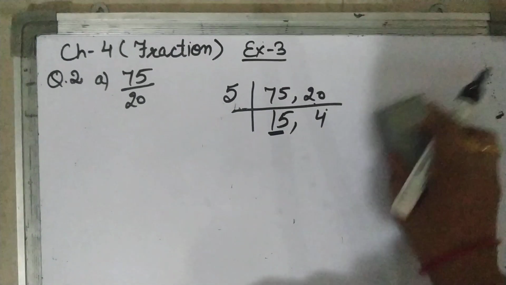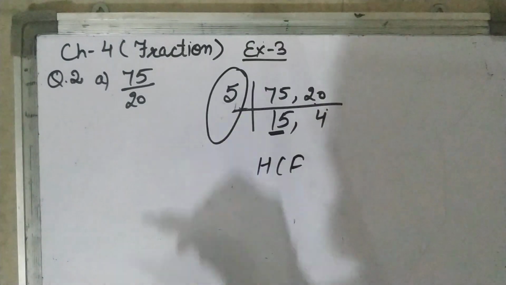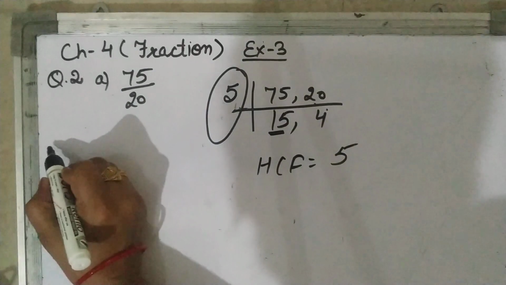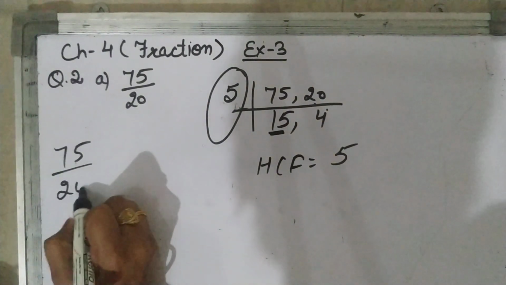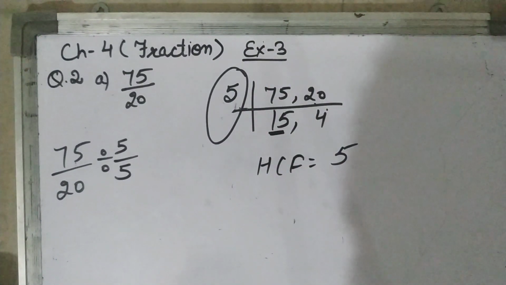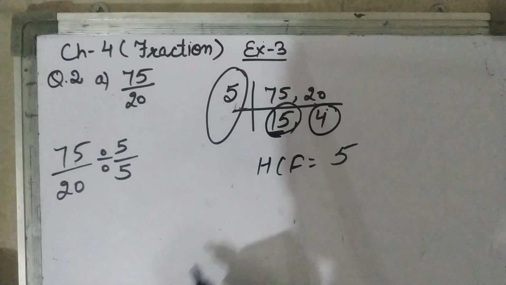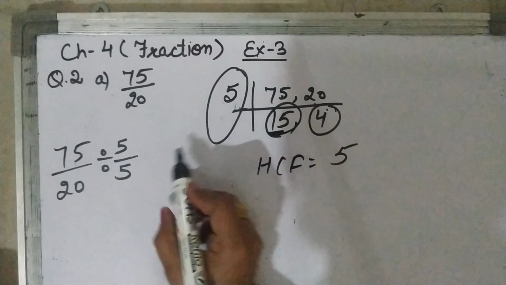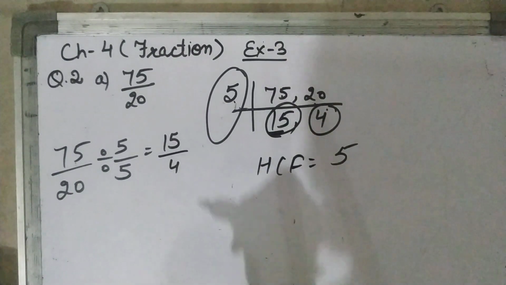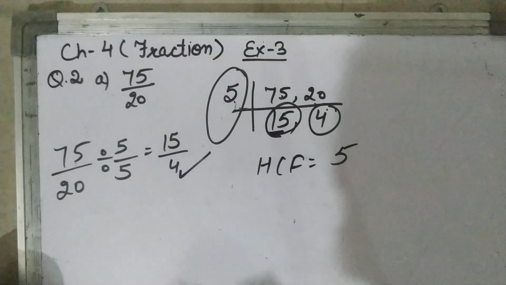Now your HCF is that number which you got on this side. Only one number is here, so that is 5. Now you have to divide the given term by the HCF in the numerator and also in the denominator. On dividing, you get whatever you get here at last. When you divide 75 by 5, you get 15. When you divide 20 by 5, you get 4. So when you reduce 75 upon 20, you get 15 upon 4.